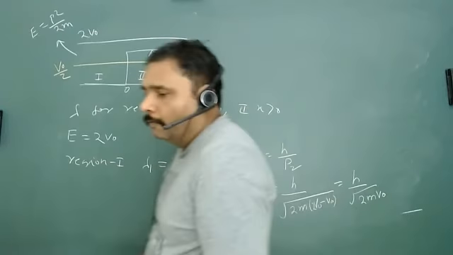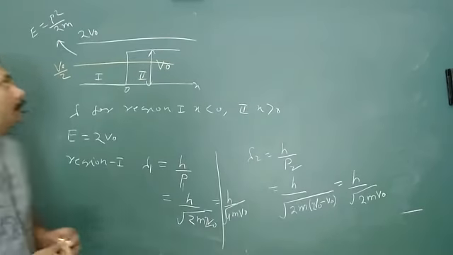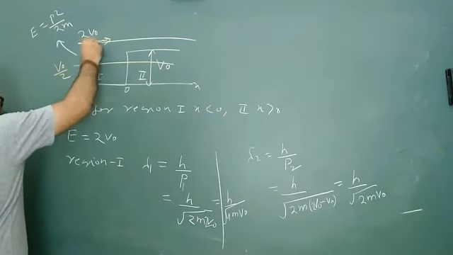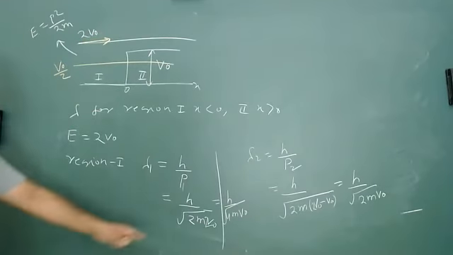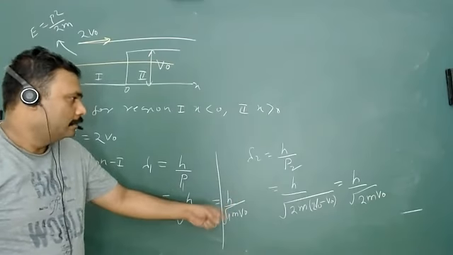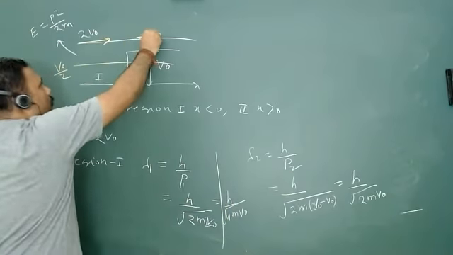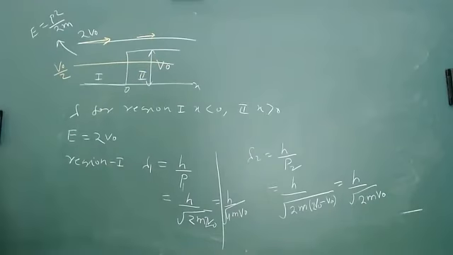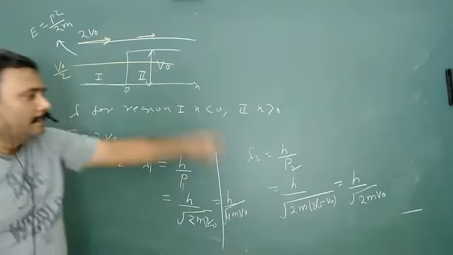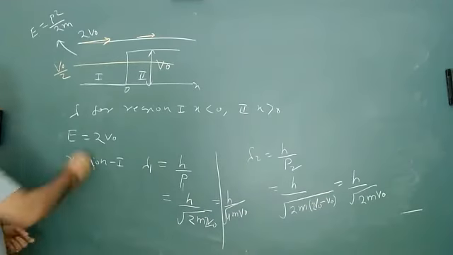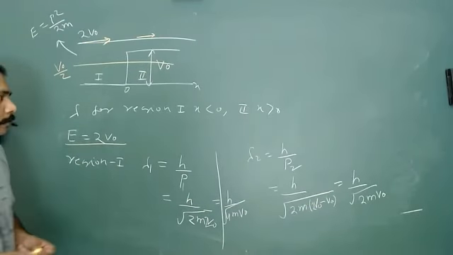So obviously the particle has very high momentum in this region, so the de Broglie wavelength is less compared to this, and in this region the momentum is less, so the de Broglie wavelength is high. So this is for the case of energy E equal to 2v naught.